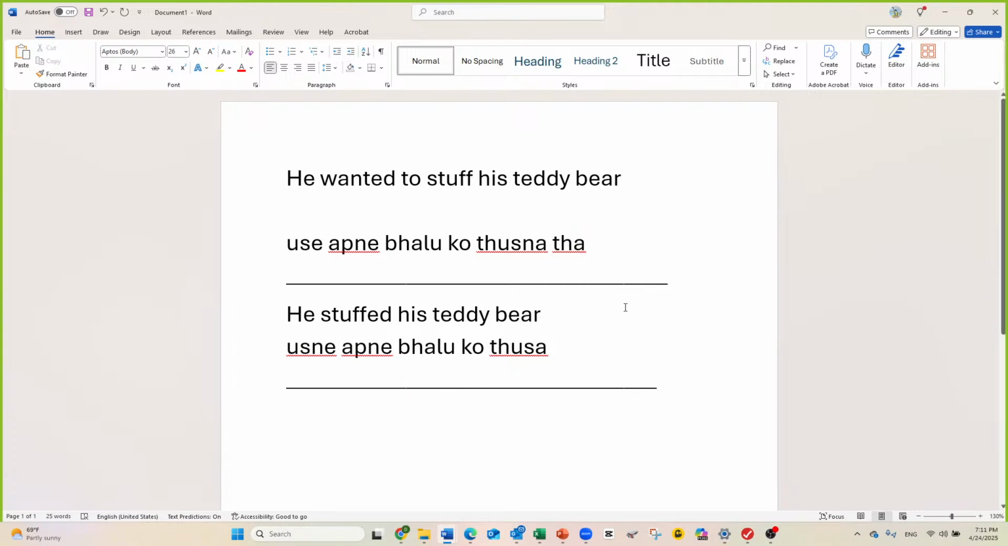If you see, he stuffed his teddy bear, which means the action of stuffing has been completed. Got it? Action has been completed. When it is completed, we have to do two things. First of all, after the pronoun usse, we have to add ne. And the other thing is this thusna becomes thusa. So if you see the changes between the two sentences, got it?